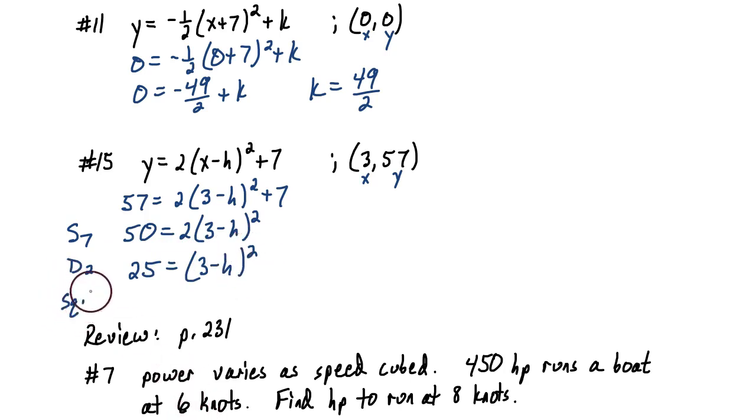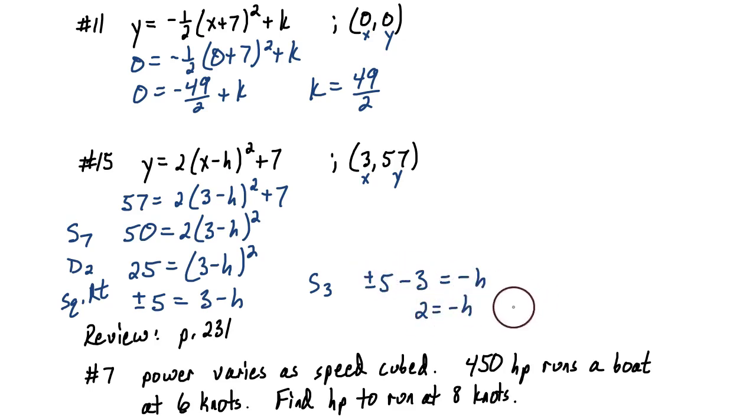Now let's take the square root of both sides. When you take the square root of 25, we get positive or negative 5. And that's equal to 3 minus h. Now let's subtract 3 from both sides. We have positive or negative 5, subtract 3 is equal to negative h. If we choose the positive 5, then 5 minus 3 is 2. If we choose the negative 5, then negative 5 minus 3 is negative 8. So h is equal to negative 2, or h is equal to positive 8.